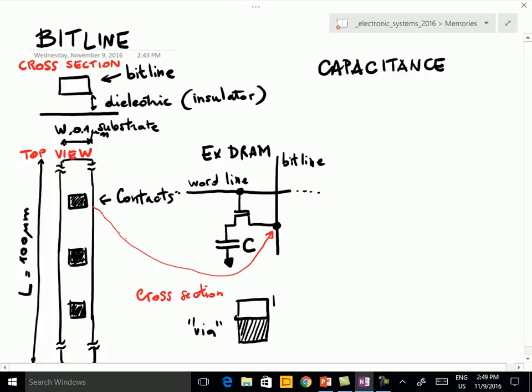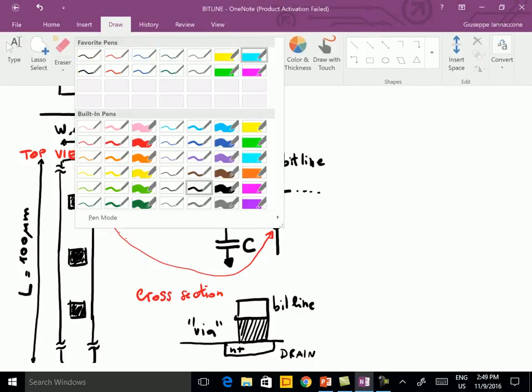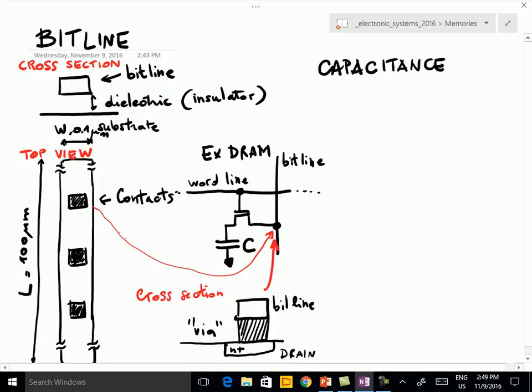So this is the bit line, this is the via, and then the via connects the bit line with the substrate. For example, we have the N plus diffusion of the drain. So this is what happens exactly in this position. It is the cross section of the bit line in the position corresponding to the contact.